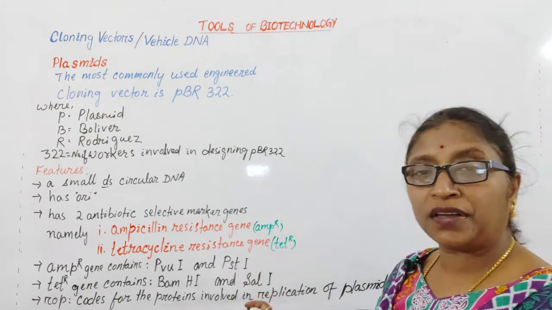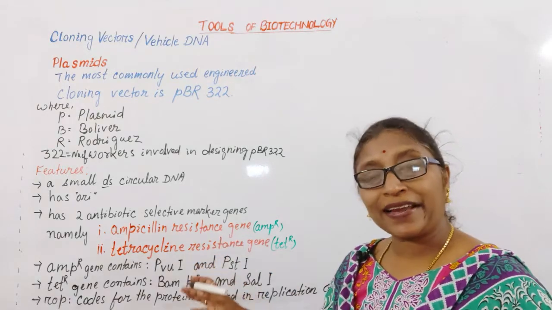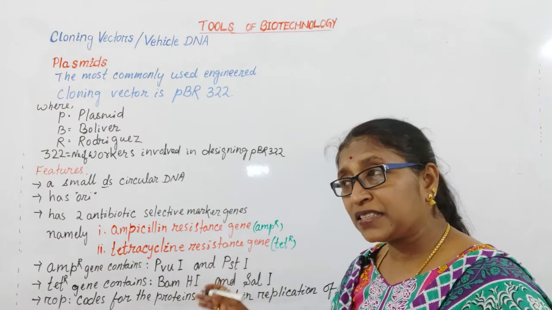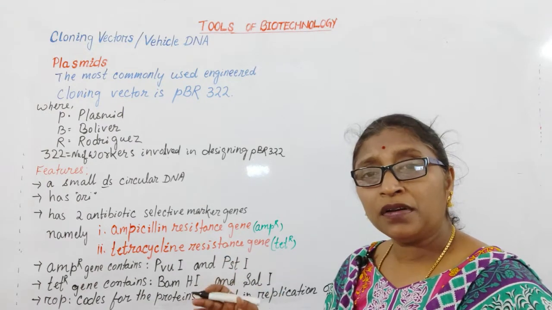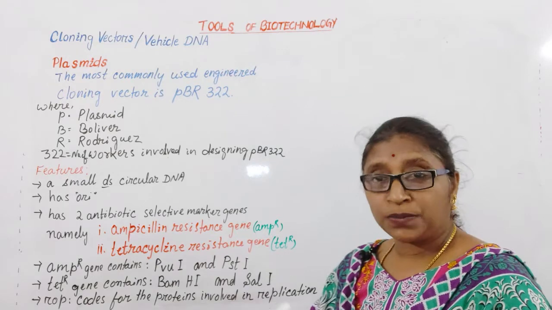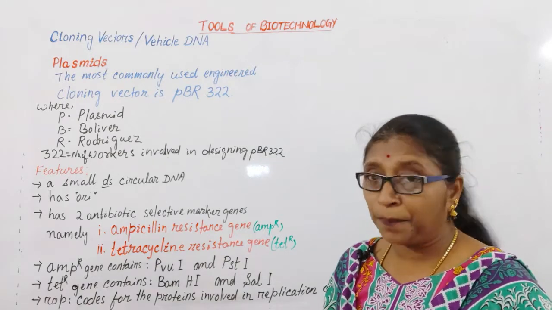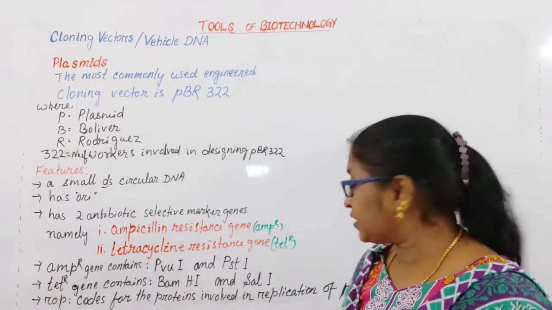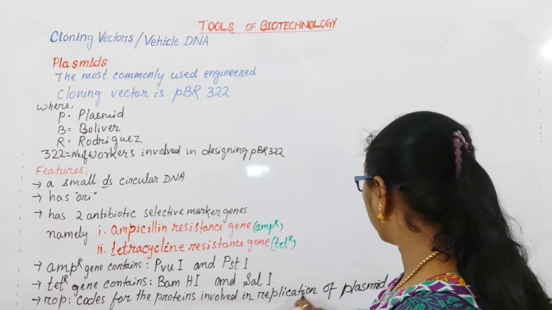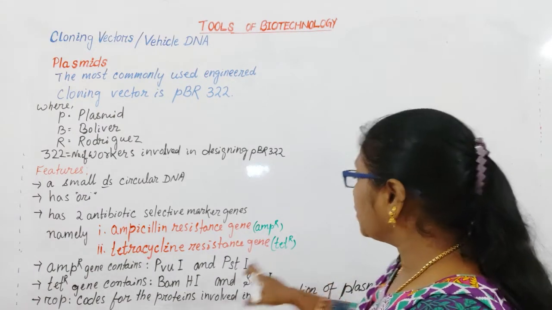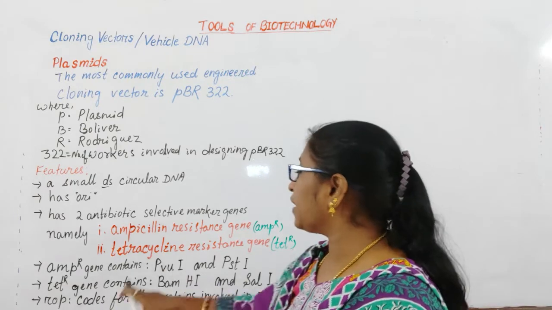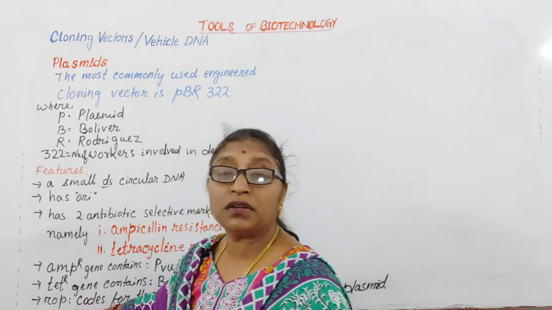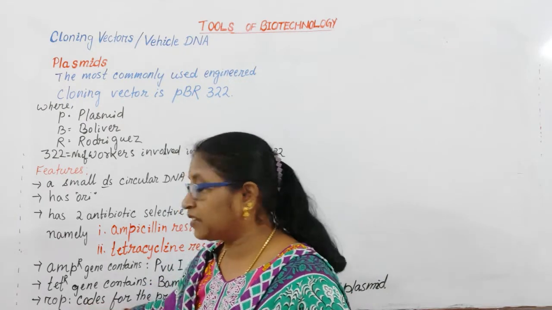ROP codes for the proteins that are involved in the replication of plasmids. The plasmid replicates autonomously, it replicates itself. So the proteins required for the replication of the plasmid are synthesized by the gene, the nucleotide sequence, present in this region.